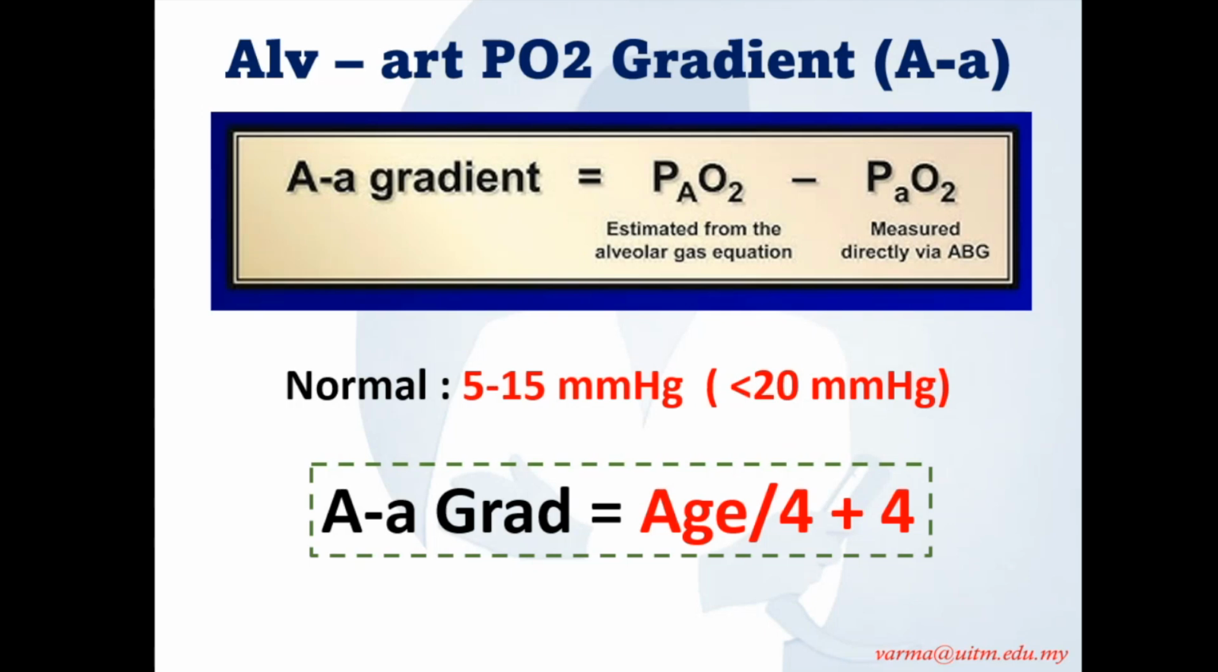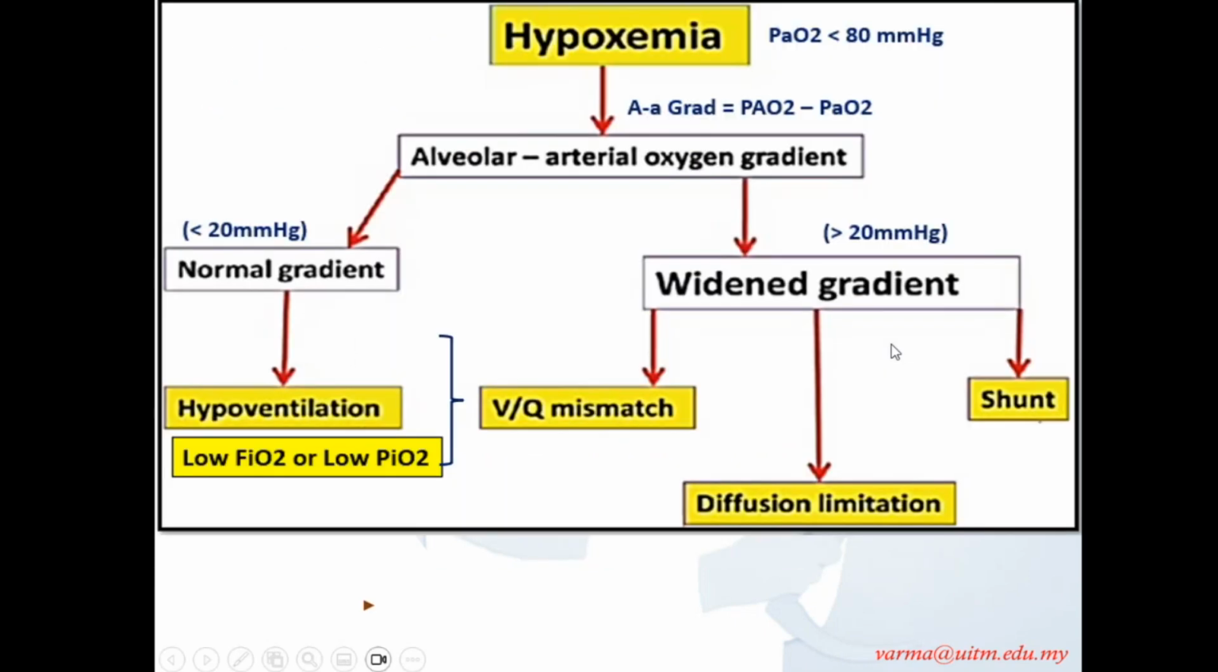So I recommend you all go back to your work next week, take an ABG, look at the patient's FiO2, do this simple alveolar gas equation, then calculate the A gradient, then you can somehow come to a conclusion what type of hypoxemia that is. Then you check back with your diagnosis. Does the actual diagnosis fit your calculation? So we have looked at this chart now. How do we actually determine if it's a normal gradient, is it because of hypoventilation or because of low FiO2? If it's a widened gradient, is it because of VQ mismatch, diffusion limitation, or shunt?